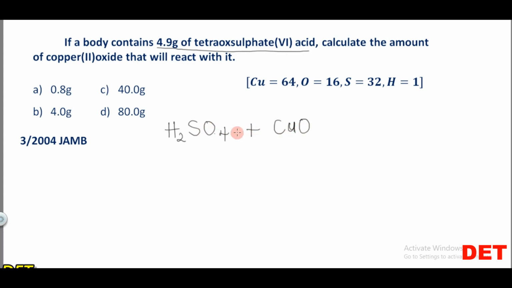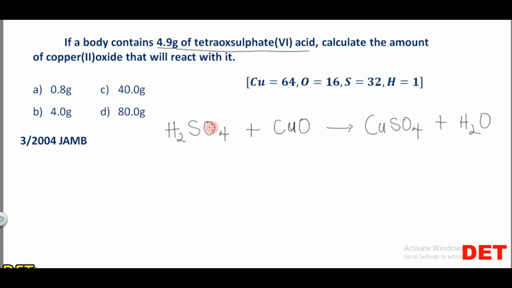So when these two react, what will be formed? This is an acid, this is a basic oxide, a base. So when these two react, it is going to form copper(II) tetraoxosulphate(VI), CuSO4, plus water. This is an example of a neutralization reaction, a reaction in which an acid reacts with a base to form salt and water only. So we have two hydrogen here, two hydrogen here, so that's balanced. We have one sulfur here, one sulfur here.